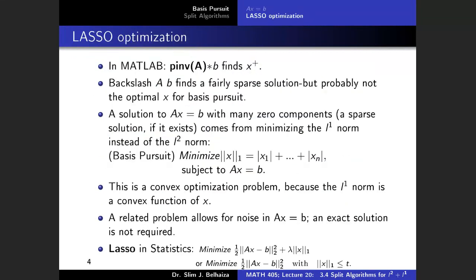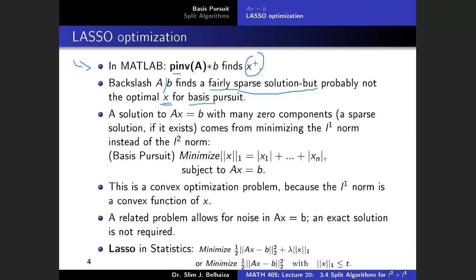So in MATLAB, for example, if you use the pinv version, which is the pseudo-inverse version of A times B, we can find X plus easily. Okay? So I'm giving you a hint just to verify, for example, the solution of one of your homework questions. Okay? Now, but I'd like you to also work it manually. But if you do the backslash, A backslash B, it also finds a fairly sparse solution with MATLAB. Probably not the optimal X for the basis pursuit.